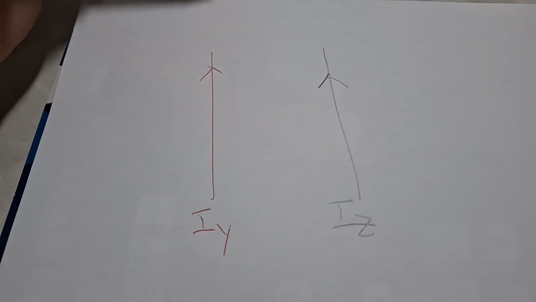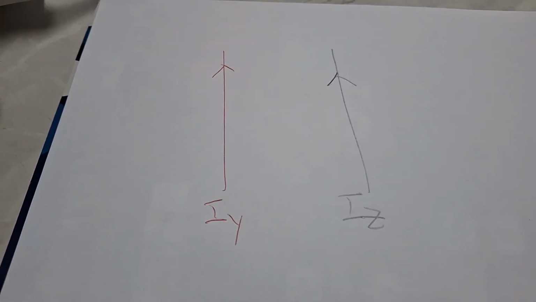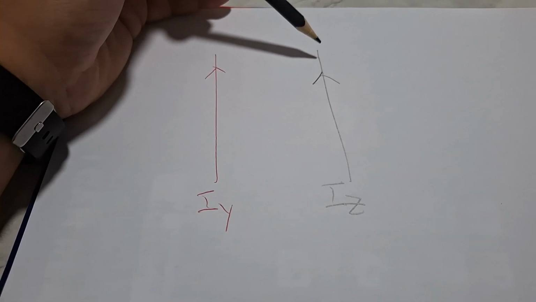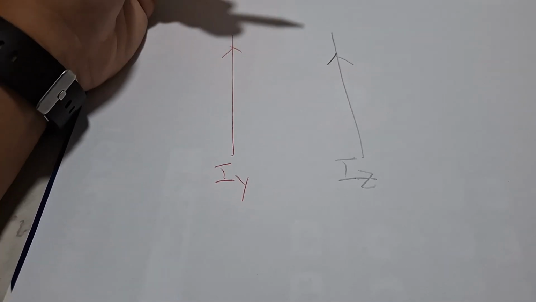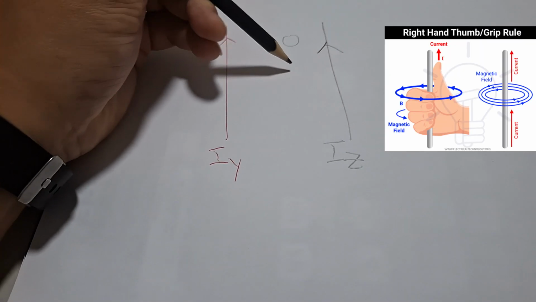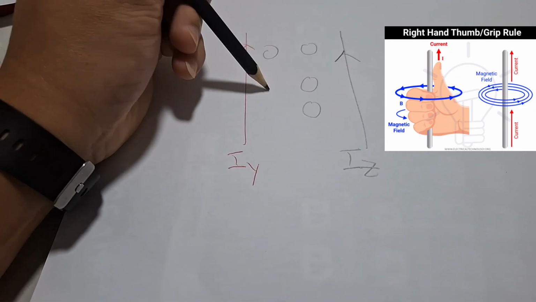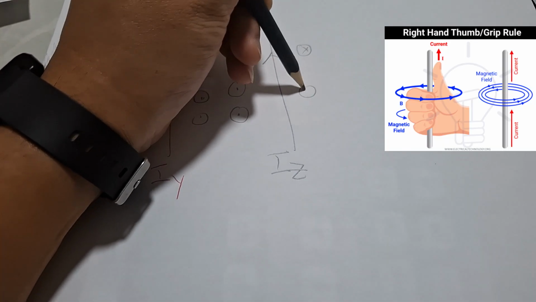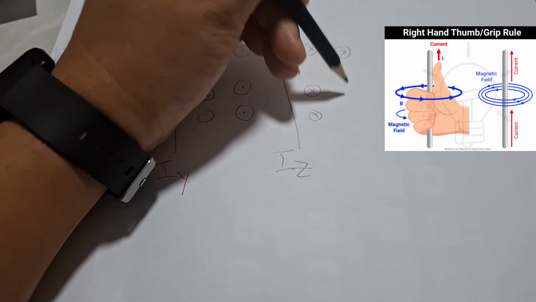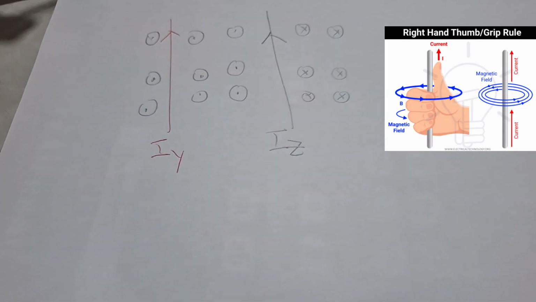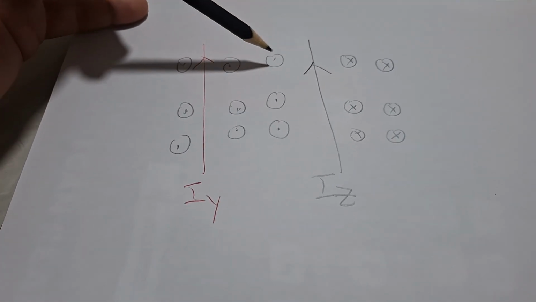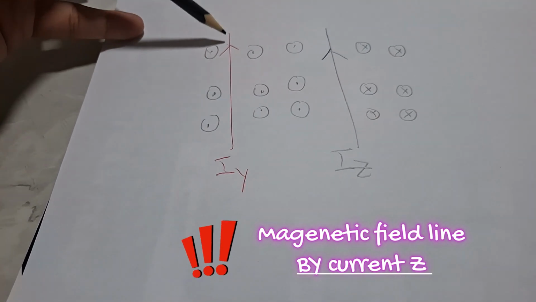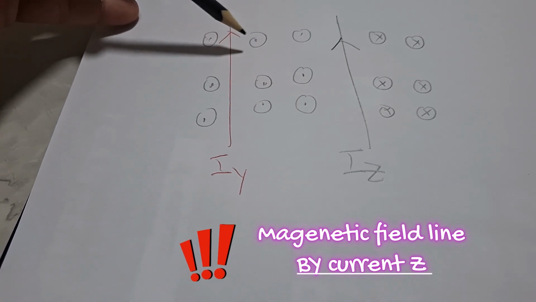Let's take a look again. Now we re-examine everything, but this time we take a look at wire Z. We look at the magnetic field line of wire Z. If you use the Maxwell rule on wire Z, you'll find that on the left of wire Z, the field line will be coming out of the paper, and on the right of wire Z, the field line will be going in. This can be identified using Maxwell's right hand grip rule. Now remember, we are looking at the field line due to wire Z. So how does wire Y behave in the presence of the field line from wire Z?